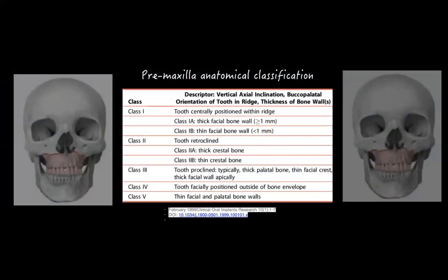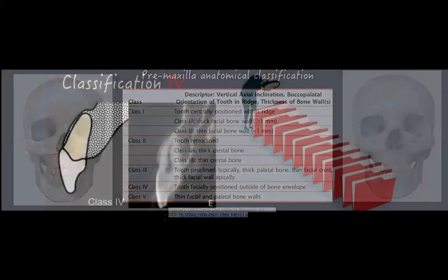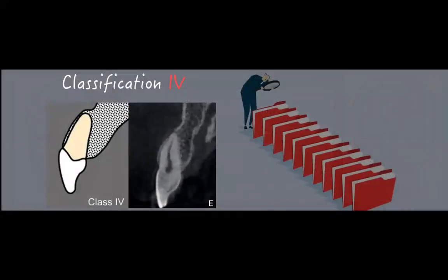Classification number 4 is tooth is facially positioned outside of the bone envelope. I am sure we all have seen this. And here is that classification. It's basically almost sitting outside the envelope of the bone.